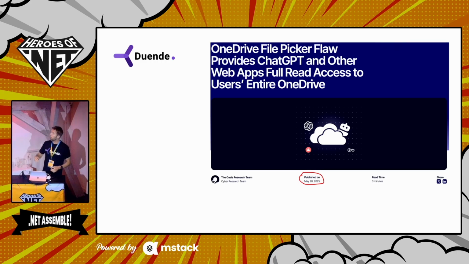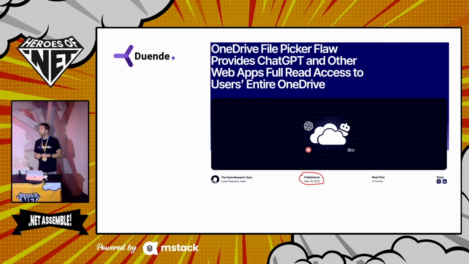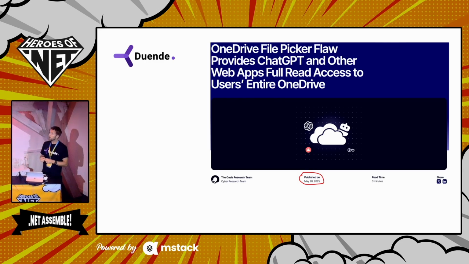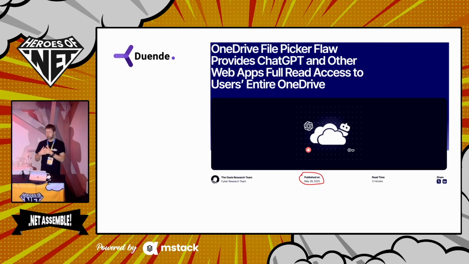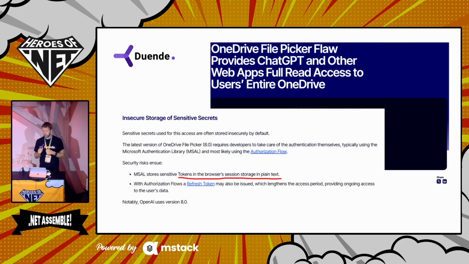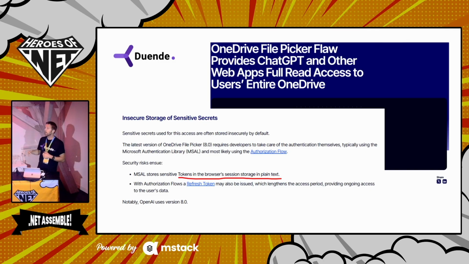Now, this is an example that I like to give. This is fairly recent, like March 2025. There was a flaw in the OneDrive file picker. Of course, a lot of people might use OneDrive to store files, maybe also personal files. If you were to upload a file to ChatGPT, first of all, it gave you full access to your entire OneDrive. That's already bad, right? However, the access token that they had was stored in plain text in the browser so that ChatGPT could just take that access token and keep using it for however long.